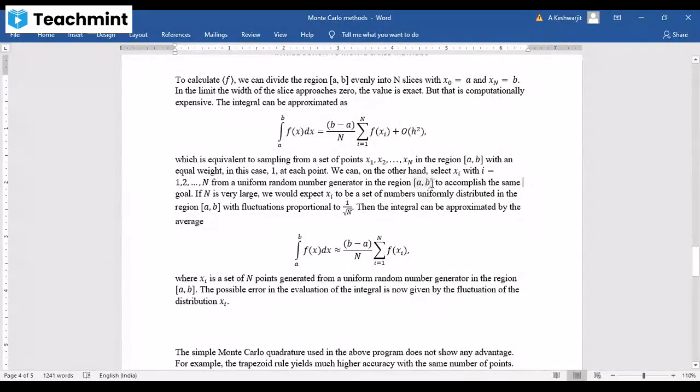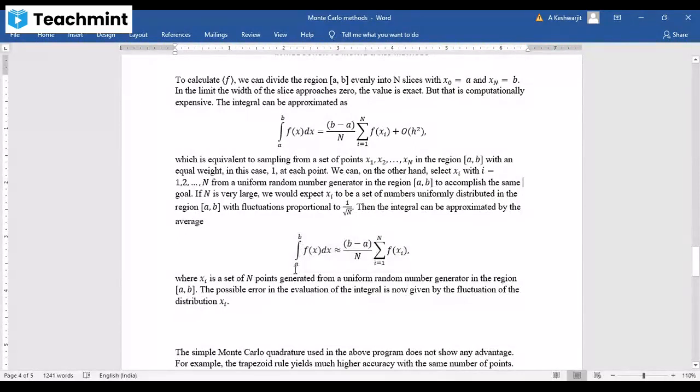Generate random numbers from a uniform random number generator in the region A to B to accomplish the same goal. If n is very large, we would expect xi to be a set of numbers uniformly distributed in the region A to B with fluctuations proportional to 1 by root of n. Then the integral can be approximated by the average.